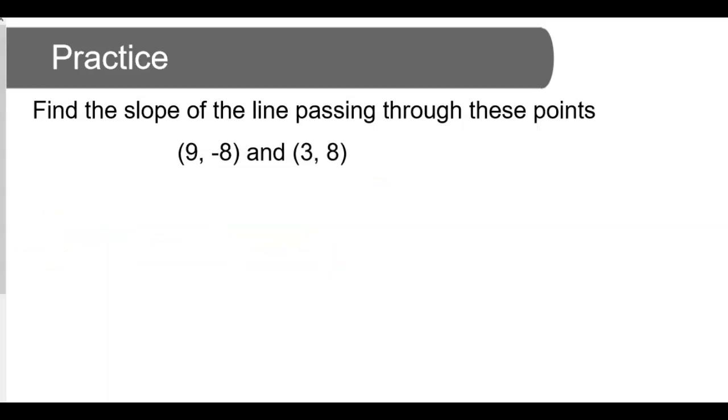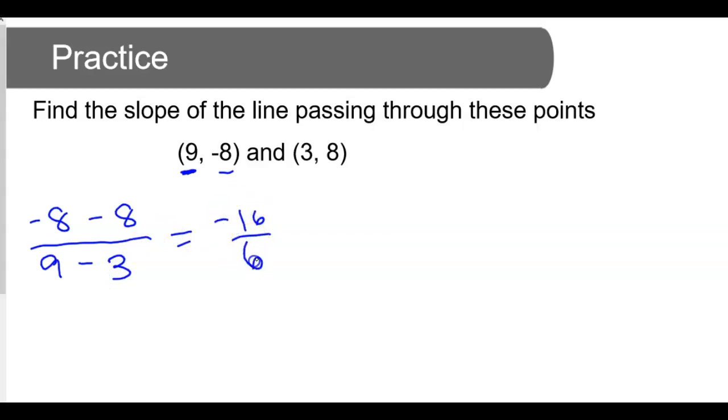All right, here's another one for you to try. All right, I'm going to subtract here. I'm going to start with negative 8, and then I'm going to subtract 8. And on the denominator, since I started with negative 8, then I need to start here with the 9, and I want to subtract 3. Negative 8 minus 8 is negative 16. 9 minus 3 is 6. I need to simplify this fraction. Negative 8 over 3. And that is my slope.